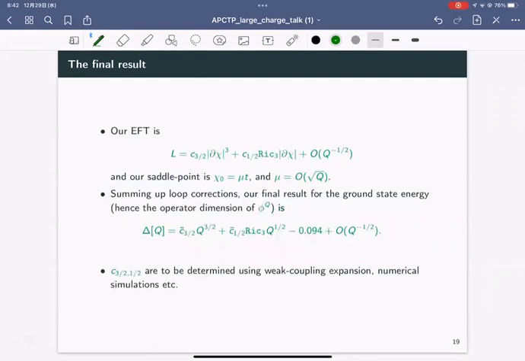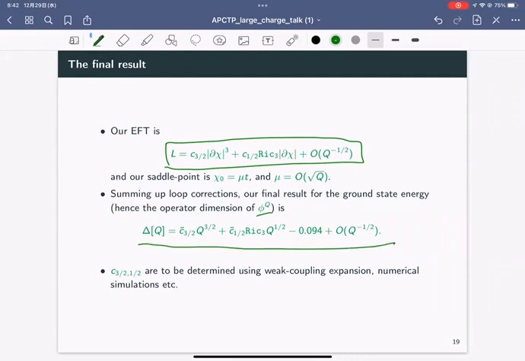So we use our effective field theory like this, and we summed up loop corrections. And our final result for the ground state energy, hence the operator dimension of phi to the q, becomes this. Some unknown coefficient times q to the 3/2 plus some unknown coefficient times square root of q minus 0.094 plus smaller corrections. And these are to be determined using weak coupling expansion, numerical simulations or other inputs. But there is no way for us to determine them at the moment. So it's a bit surprising, right? The dimension of phi to the q. We usually use free theory intuition or SUSY intuition and say it must scale like q, but it doesn't. If it breaks the supersymmetry, it goes that high up.